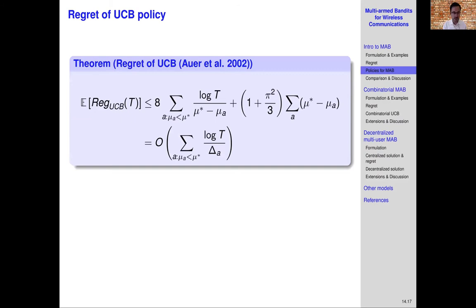So one can use this idea in order to prove that the UCB policy plays suboptimal arms only logarithmically many times, and we get the following bound on the expected regret of UCB. As you see, there's a summation over all suboptimal arms, log t over the suboptimality gaps of the suboptimal arms. So this shows that UCB achieves an order optimal regret of log of t.